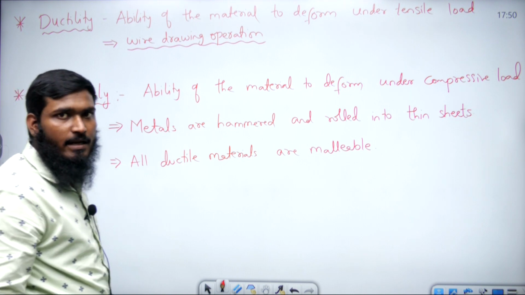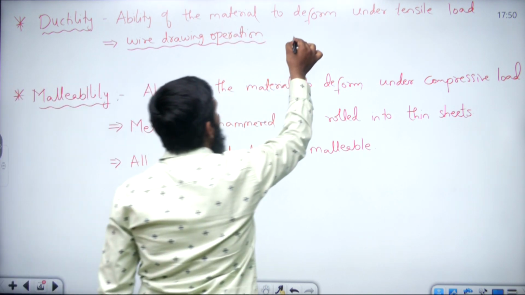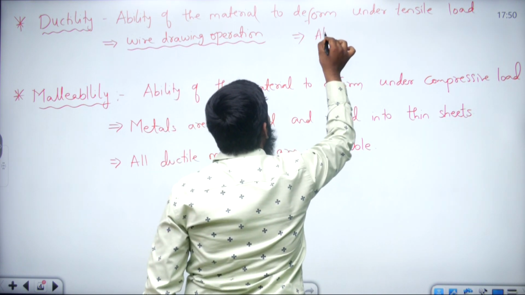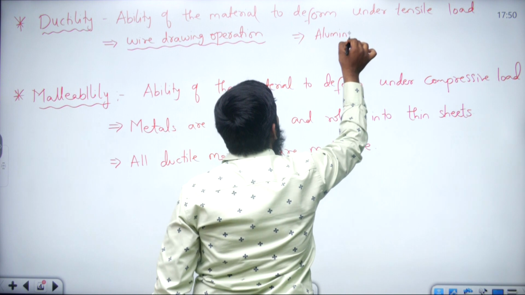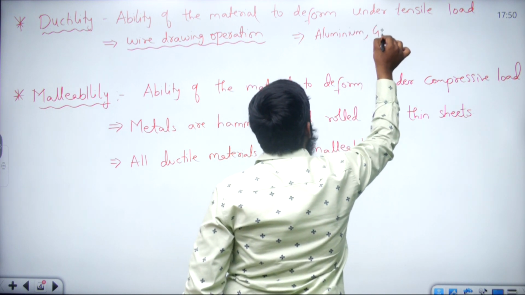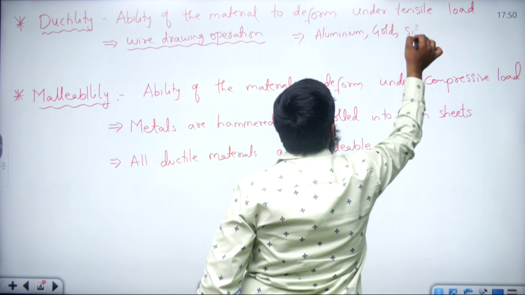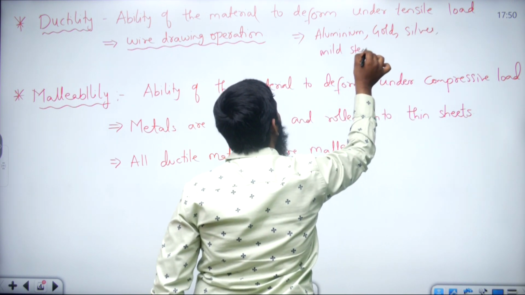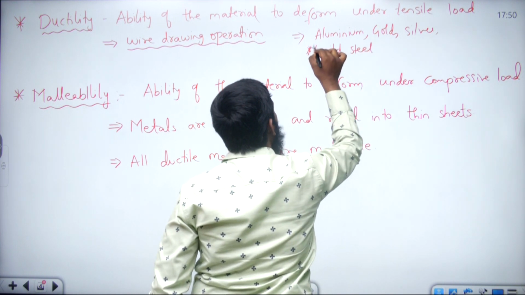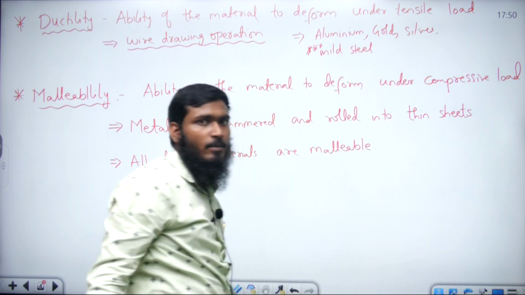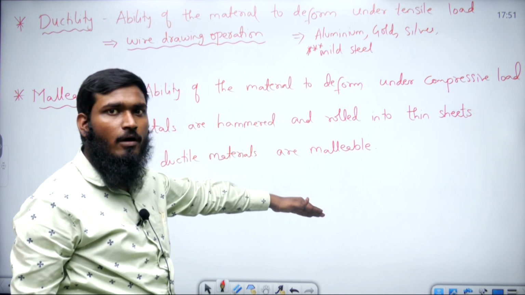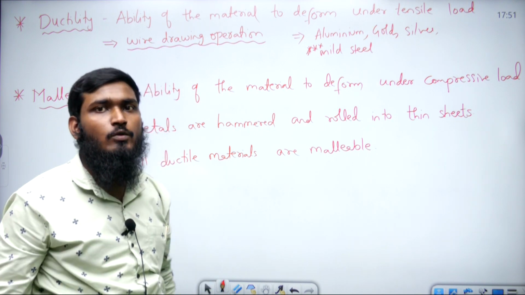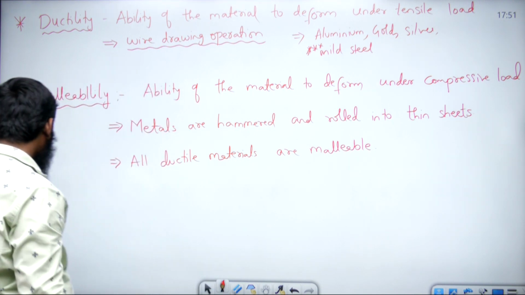That property we are calling malleability. Okay, malleability. So over here, ductile means which examples can we take? We can take aluminium, gold, silver, and mild steel. Mild steel is most important. The same examples we can take for malleability also, because we are hammering those materials and making them into thin sheets. Okay, so this part is completed.